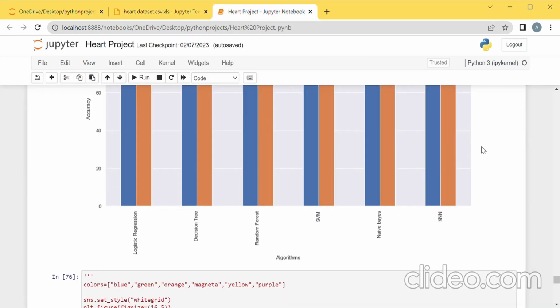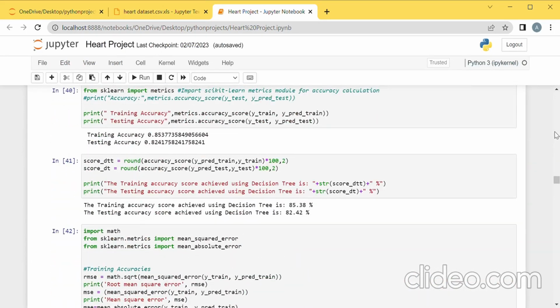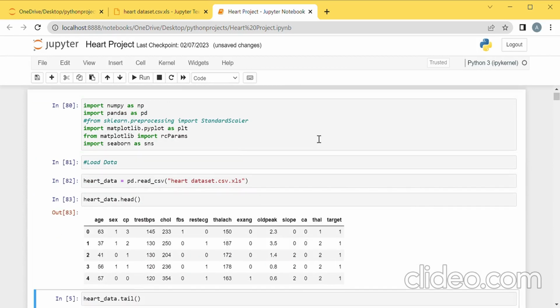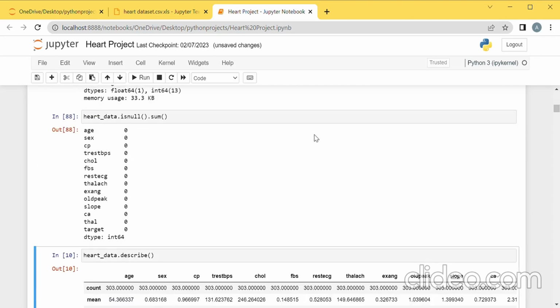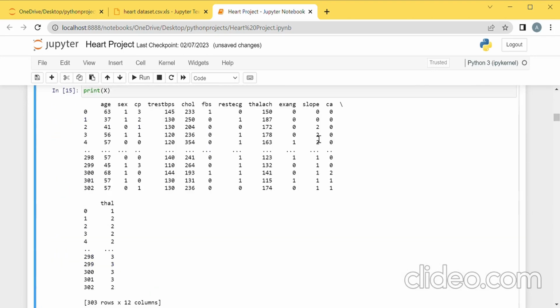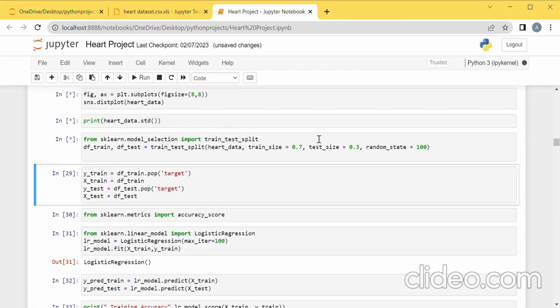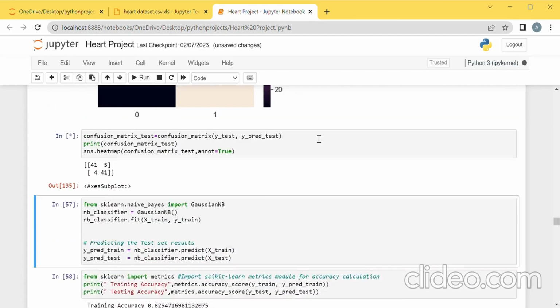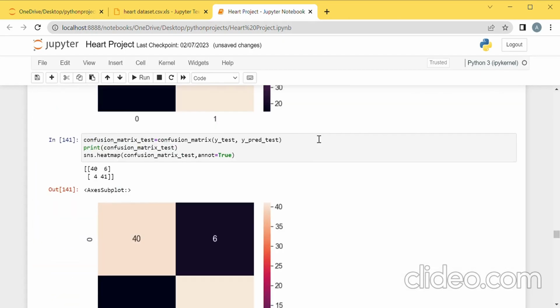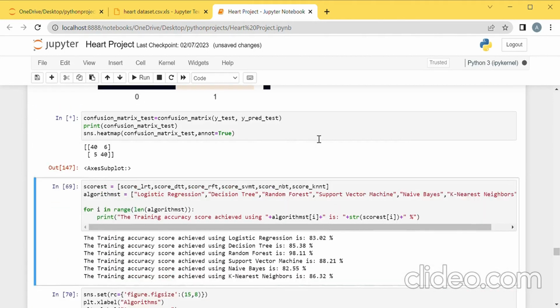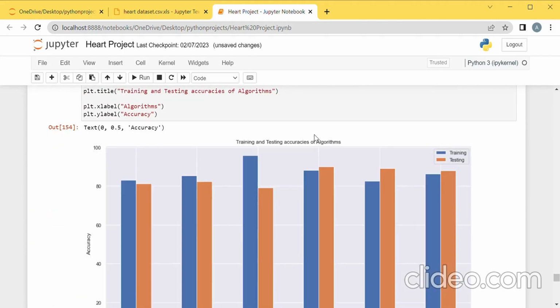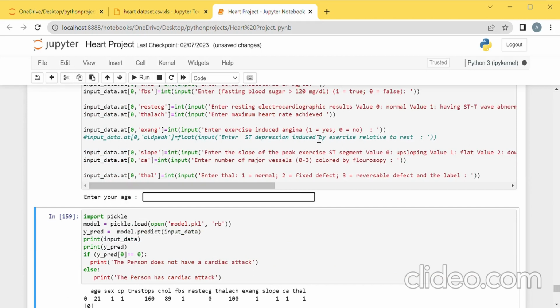So let's run our code now. We are using this code which is very lengthy, so it will take some time. Now we have to give the inputs in our code.